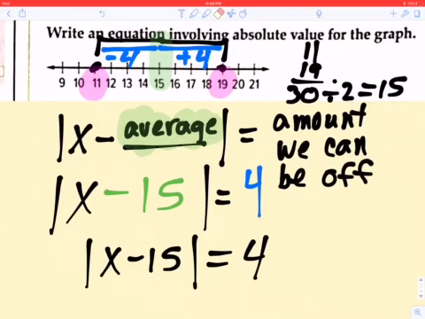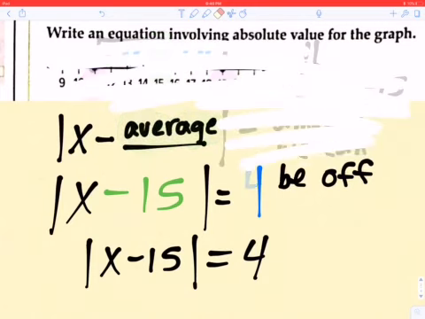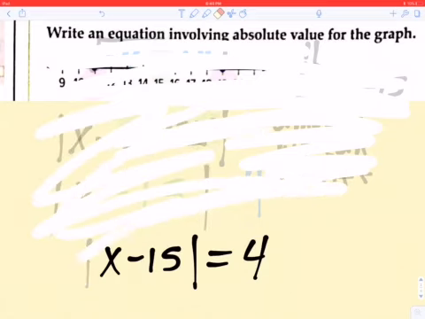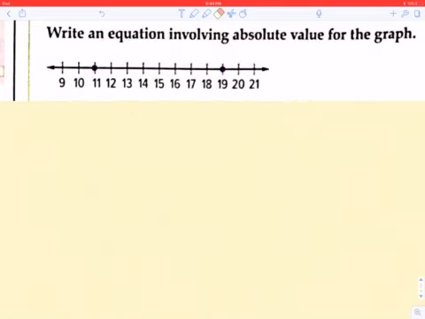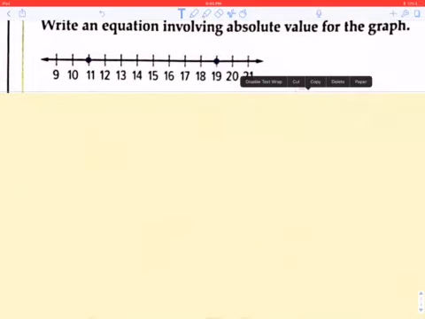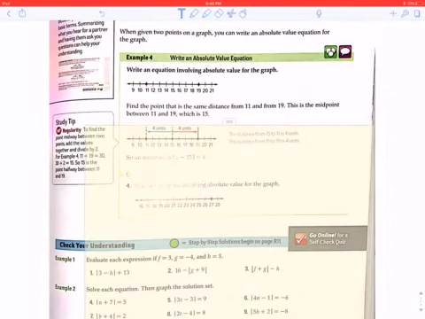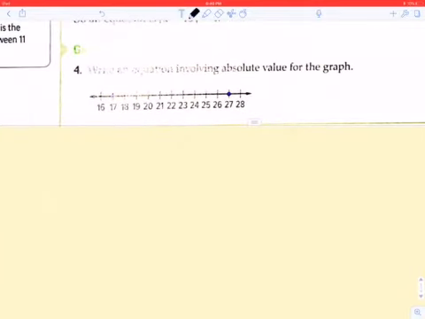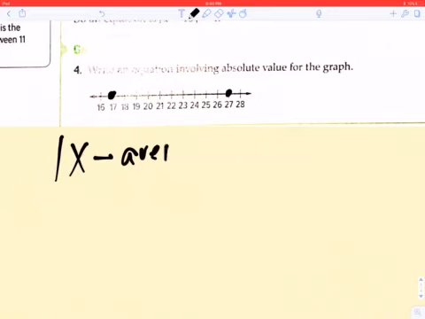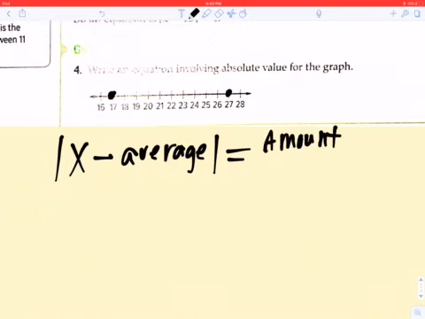I'm going to do another one for you real quick. Another example from the book, the one beneath it in the book. But we're always going to start off with the same format. Let me scoot my paper down here a little bit. There we go. It says write an equation involving the absolute value for the graph. It's kind of hard to see right here, but that's 17 and 27 that are graphed. So remember, it's going to be in the format x minus the average. So what we would expect to get is going to be equal to the amount we can be off.